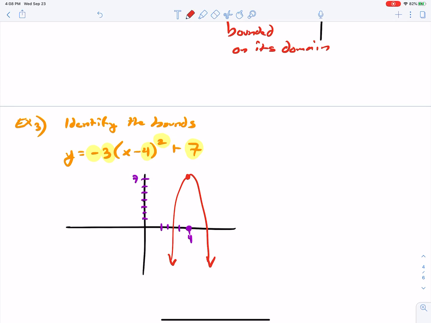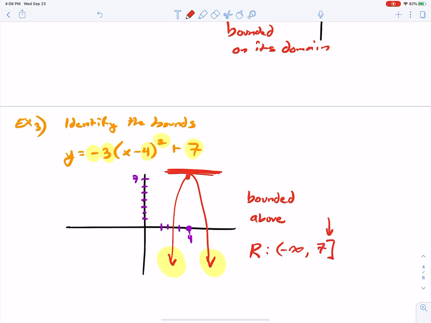Okay, but let's answer the question. Identify the bounds. Okay, what's the boundedness here? You would just say that this is bounded above. There's only so high that you can go, but notice how the graph goes all the way down. All right? So here, it makes sense because if you think about the range, you guys, okay? The range, it goes all the way down. So all the way down is negative infinity, and it goes all the way up to 7. When it's capped off, you know it's going to be bounded above, all right? So it makes sense with the range, okay?